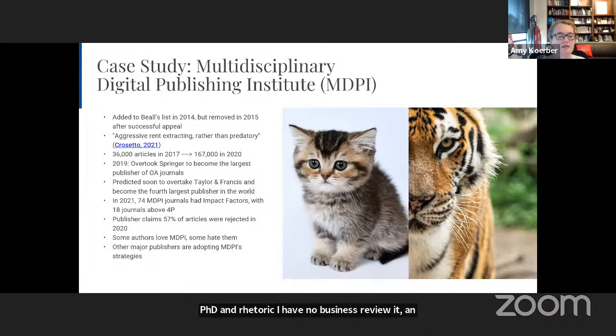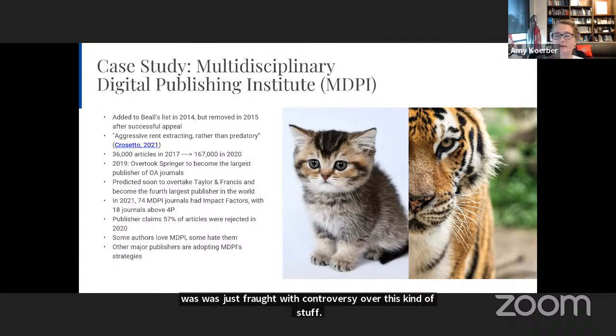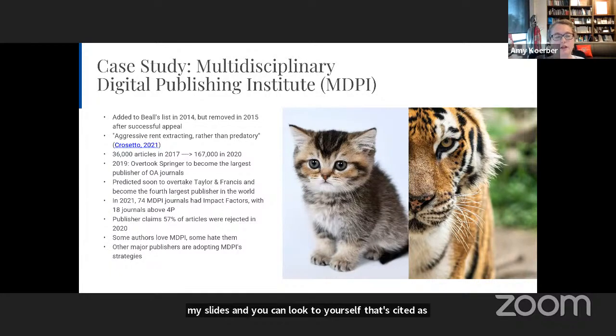So in any case, I added this slide because I think MDPI makes an interesting case study, and I'm going to end up writing about it in the book. Just a few details that make MDPI an interesting case study. It was added to Beall's list in 2014, but they appealed and got it removed in 2015. And Beall's list was just fraught with controversy over this kind of stuff. And I linked to this blog post, which I can share my slides and you can link to it yourself, that's cited as Crosetto 2021.